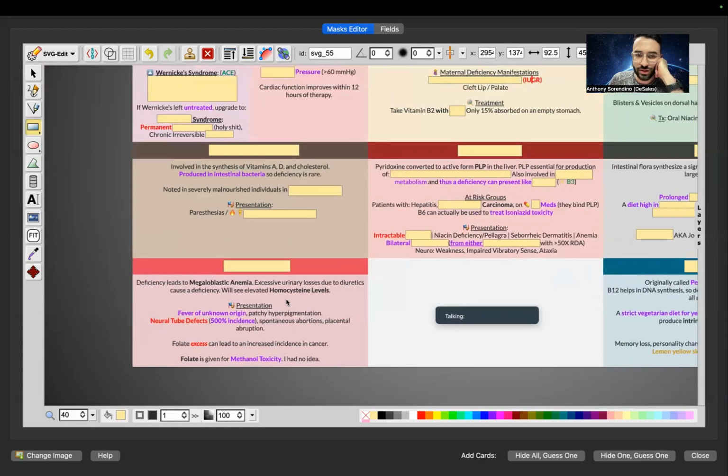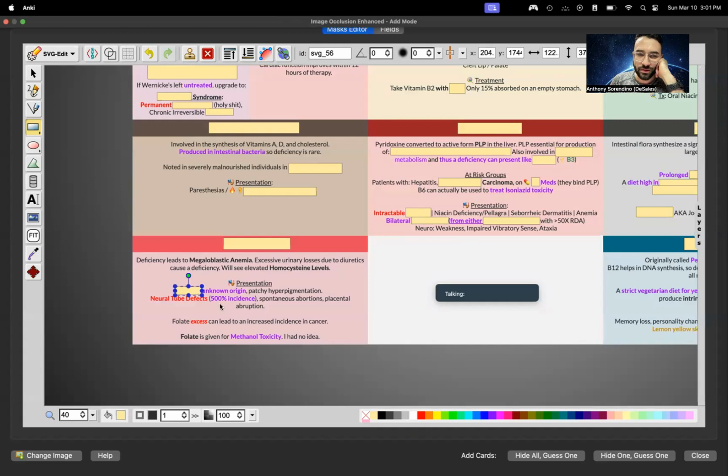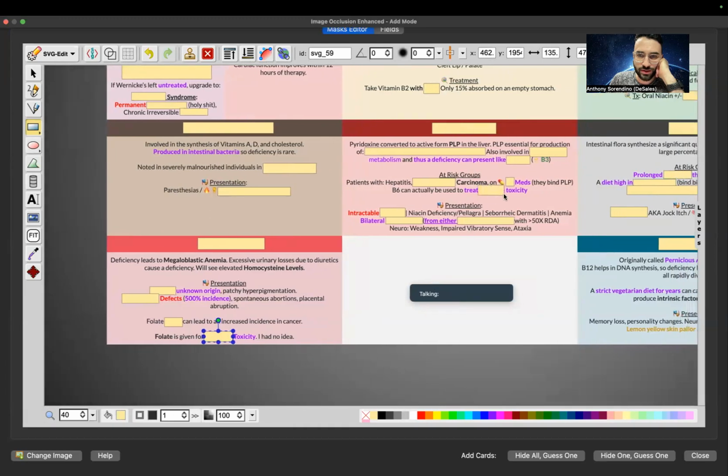Deficiency leads to, I already kind of know that. This, I think, is interesting. Fever of unknown origin. Neural tube defects, 500% incidence. Yeah, it's interesting. That's important. Spontaneous abortions. Folate excess can lead to an increased incidence in cancer. Interesting. Folate is given for methanol toxicity. And we'll throw that in there, isoniazid.